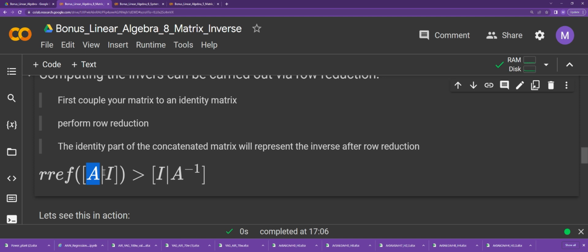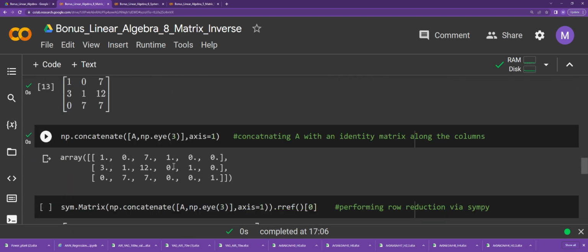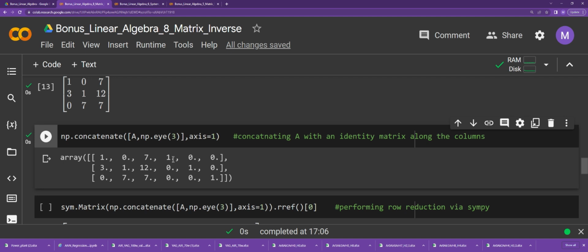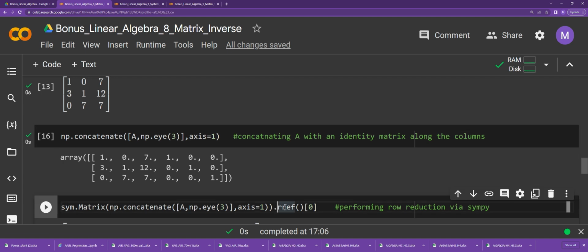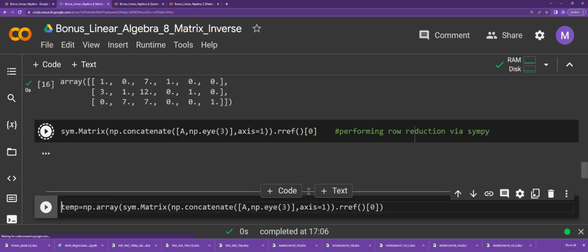I had A, and I've basically concatenated an identity matrix to it. You see, 1, 1, 1. So this bit was A, and this is an identity matrix concatenated to it. Because this is still a numpy array, I'm going to use sympy's Matrix to convert it into a sympy type matrix, and I'm going to call the reduced row echelon form. We have done this before, so you should know why I'm putting a 0 here. I just explained it.